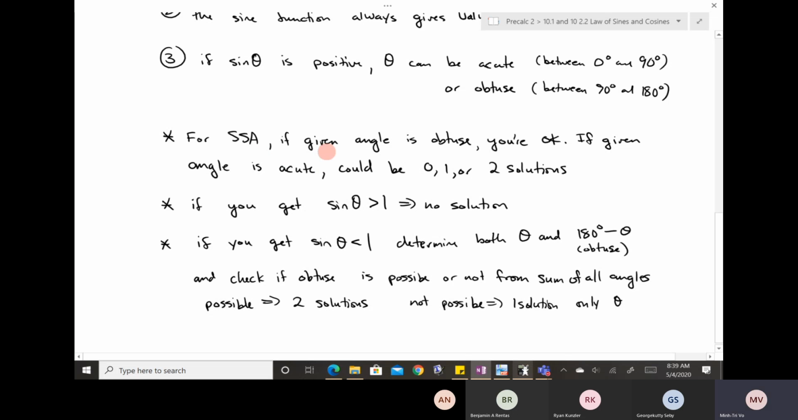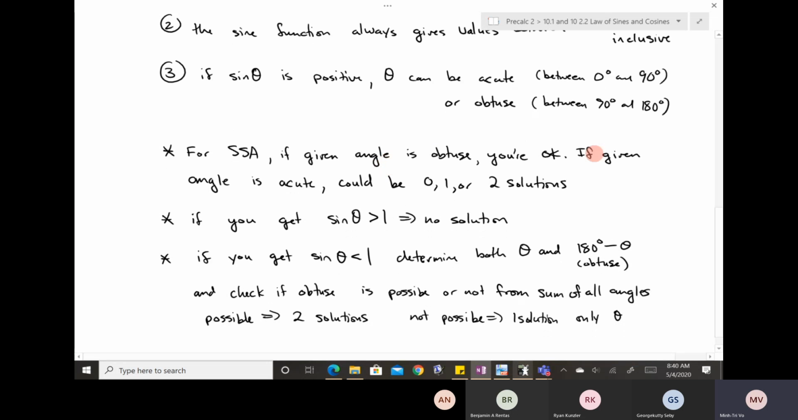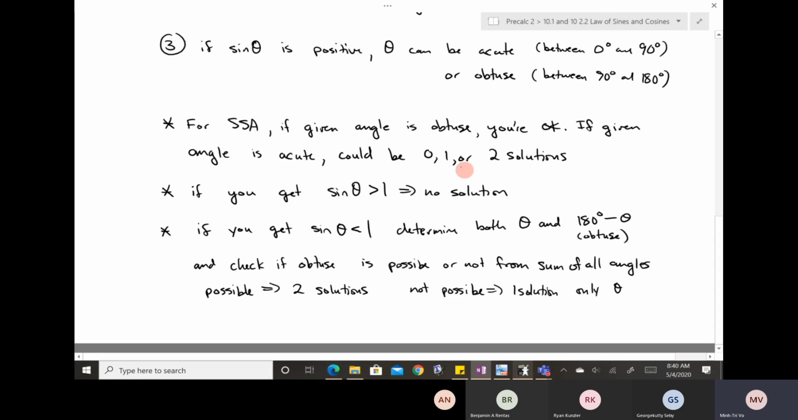So from this, what you want to remember is that for an SSA triangle, if the given angle is obtuse, then you're okay. You can just solve it exactly as we've done previously. But if the given angle is acute, that's the situation where there could be 0, 1, or 2 solutions, right? The case where there's no solution is when you get a sine value that's bigger than 1. That's impossible, so there's no solution.